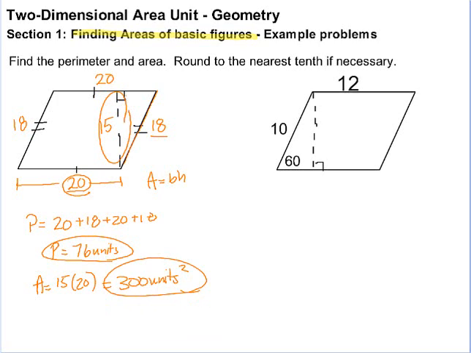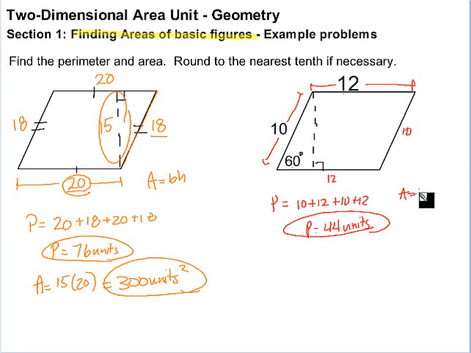All right, let's look at our second example. Our second example, we are given this length is 12. This length is 10, and we have a 60 degrees. So first off, we can certainly find the perimeter. This is 12, the opposite side is 12. That's 10, the opposite side is 10. So we have 10 plus 12 plus 10 plus 12, working our way around. So when we add those up, we have a perimeter of 44 units.